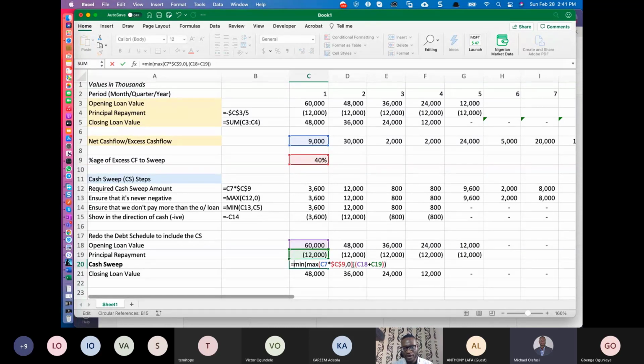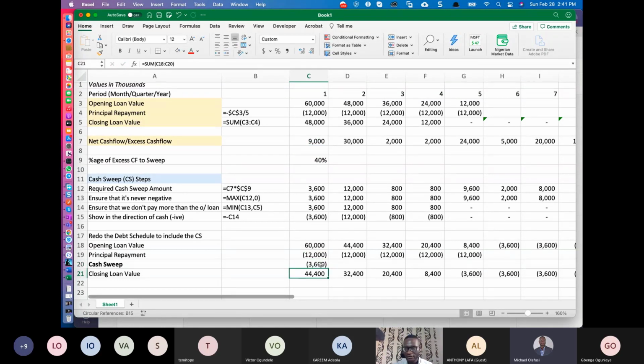I want it to be in the direction of the cash, so I put a minus, and that is it. So you see we get the 3,600, or 3.6 million. But the good thing now, the realistic thing is, it is no longer saying 48 million is outstanding. Now it knows that we have paid down an extra 3.6 million to reduce our loan. So the new closing is this.